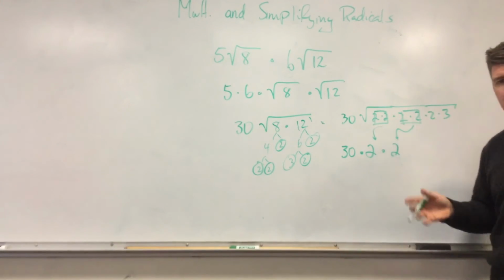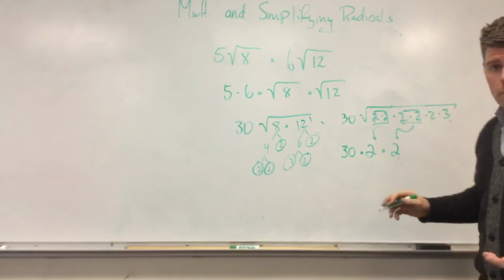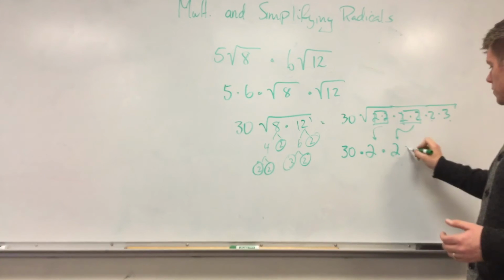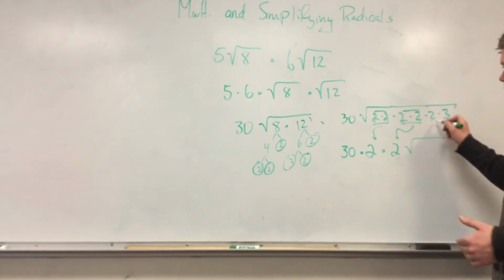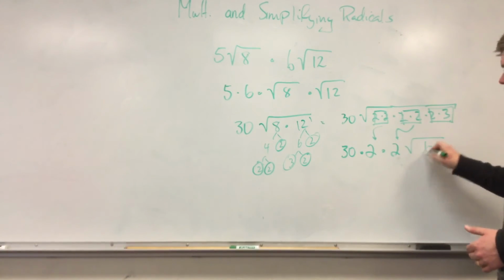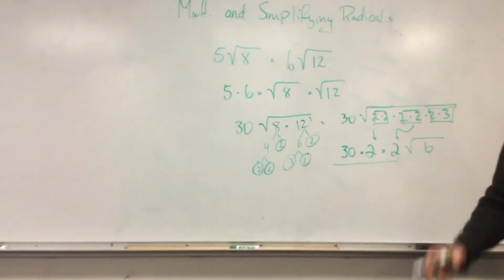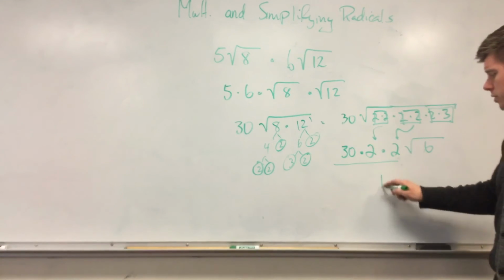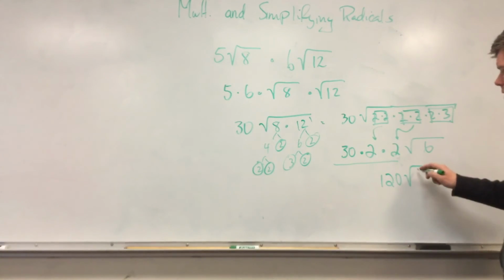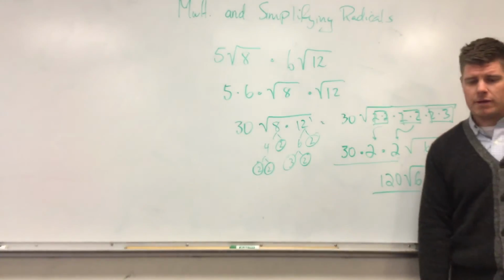Now, do I have any other pairs? Well, I have the square root of 2 and 3. Nope. So they just stay put underneath the square root. However, at this point, we will combine them into one number. I won't leave this as 2 times 3. I will take the 2 times 3 and multiply it to make it 6. Now, the last step is to clean up the outside, which is 30 times 2, which is 60, times 2, which is 120. So the answer to this is 120 root 6. This would be considered your simplified form.